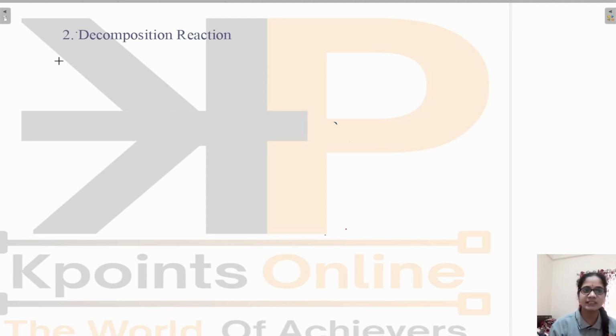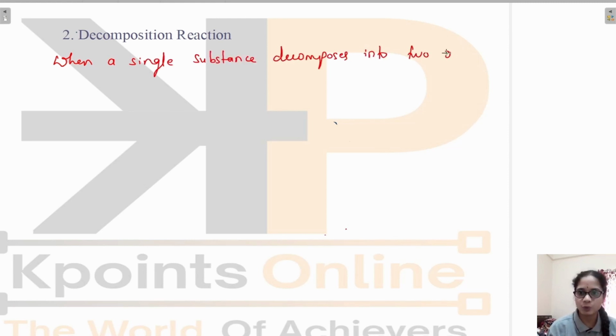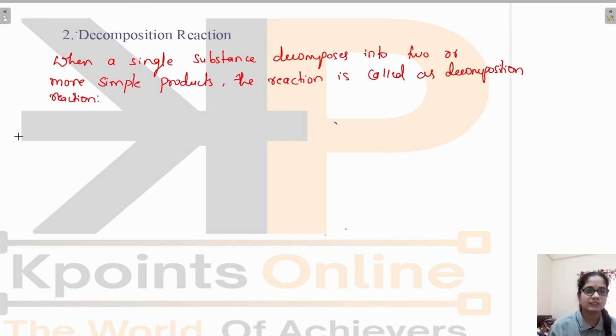Okay, then we call it a decomposition reaction. When a single substance decomposes into two or more simple products or simple substances, the reaction is called a decomposition reaction. I can represent it as a single reactant decomposing to form two or more products. These are simple products. Okay, let us see the examples.